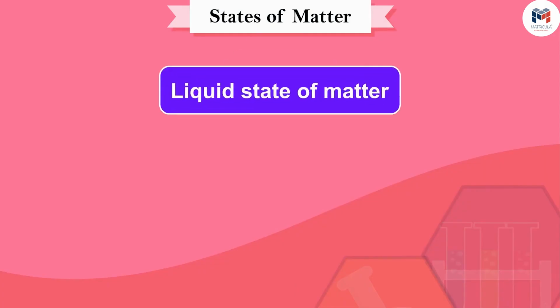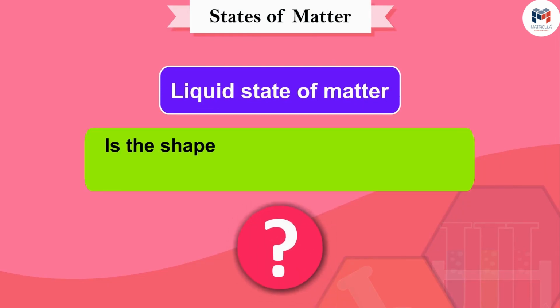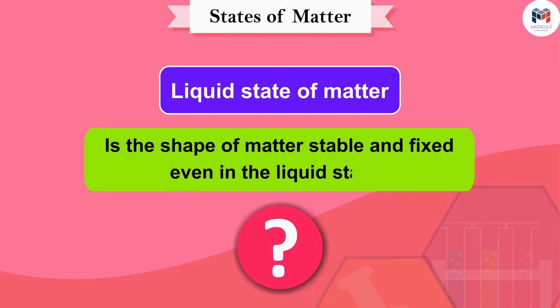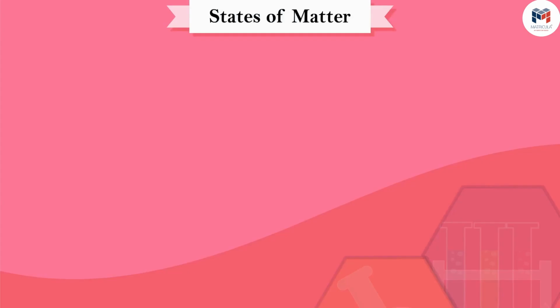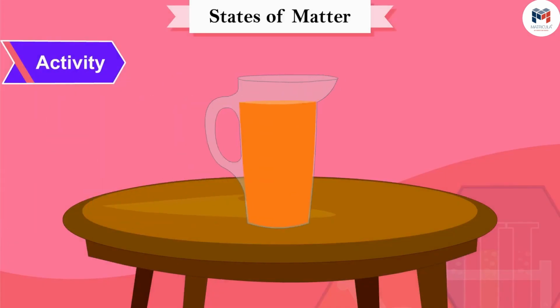Now, let us see the liquid state of matter. Like solid matter, is the shape of matter stable and fixed even in the liquid state? Let's find this out by an activity. There are three different sizes of glass utensils. There is a juice in this jug. At the moment, we can see that the juice has taken the shape of a jug.